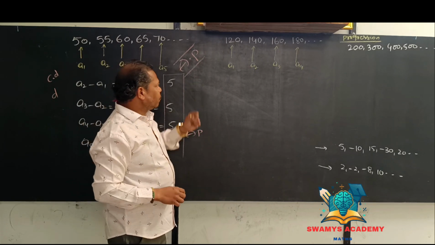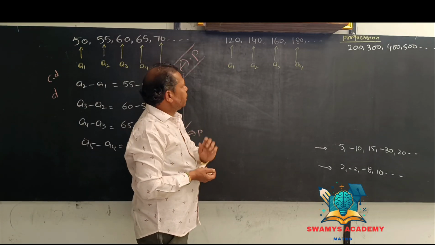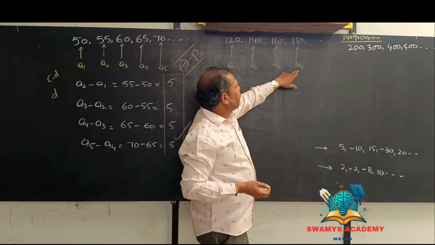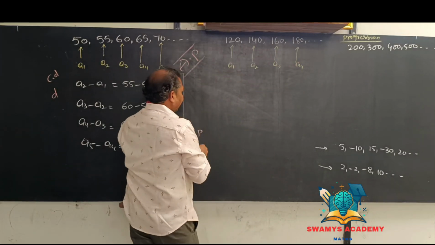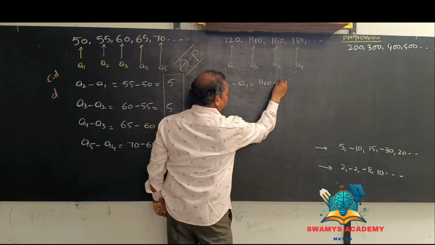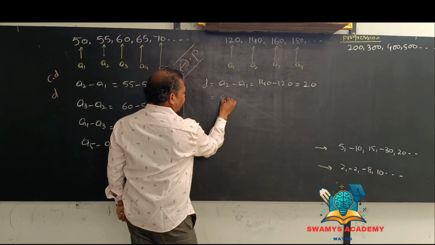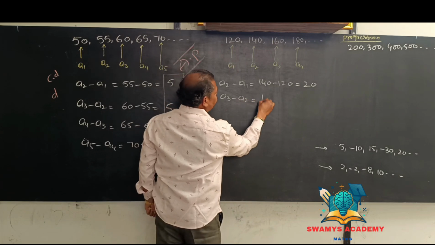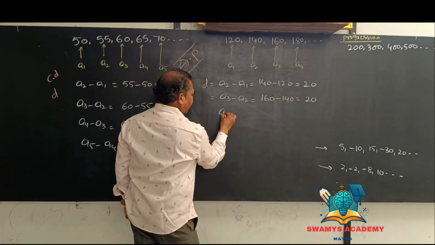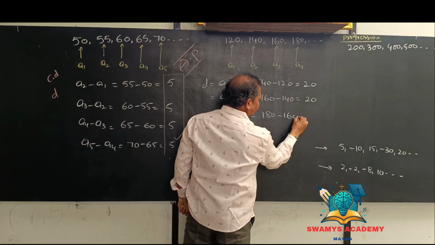Another question we will take, the second question. A1 value is 120, A2 value is 140, A3 value is 160, A4 value is 180. Now, what is the D formula? A2 minus A1, that is 140 minus 120. What answer do we get? 20. Next, A3 minus A2, that is 160 minus 140, the answer is 20. Next, A4 minus A3, 180 minus 160, the answer is 20.